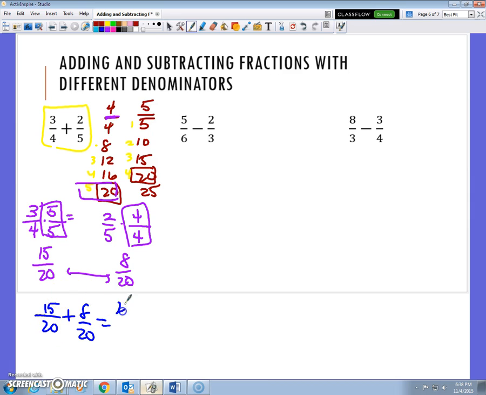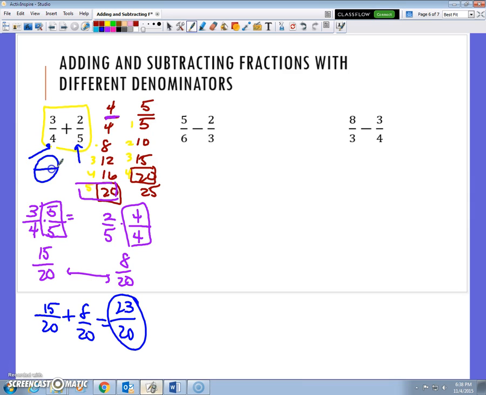15 plus 8 is 23 over 20. There's nothing to reduce, nothing I need to change. That's as good as it gets, and that's fine. But the good news is I have this nice fraction that I couldn't put together before. Because remember, these are the divided parts of the unit.